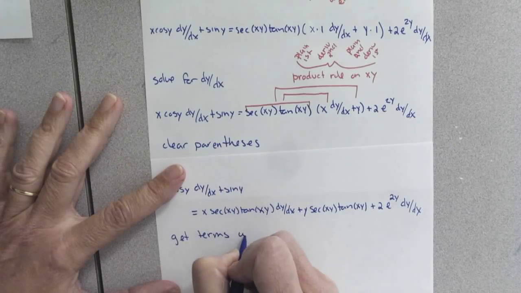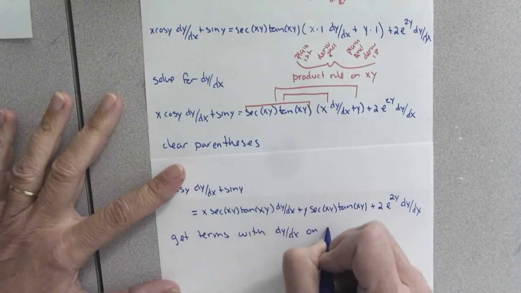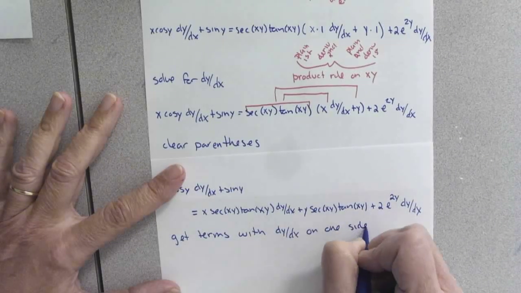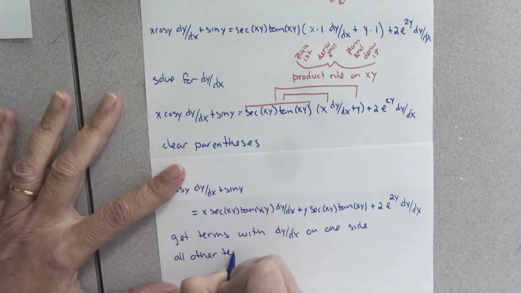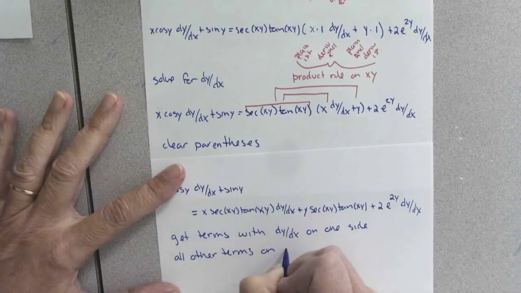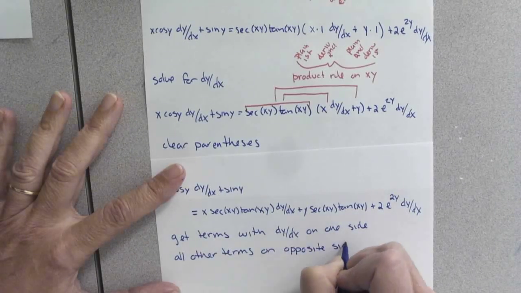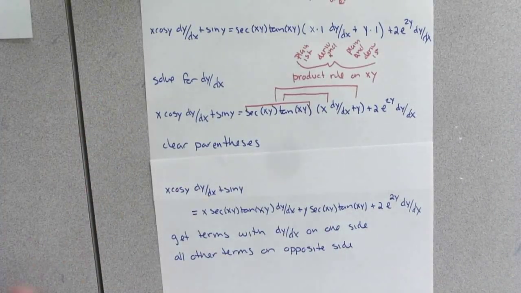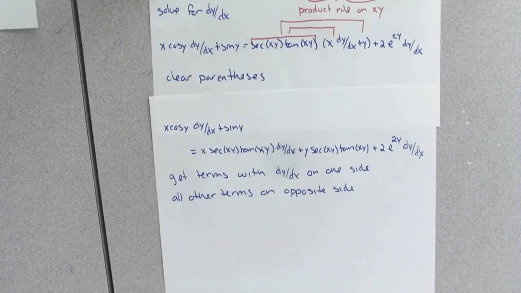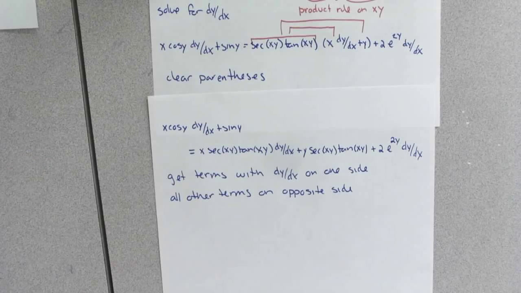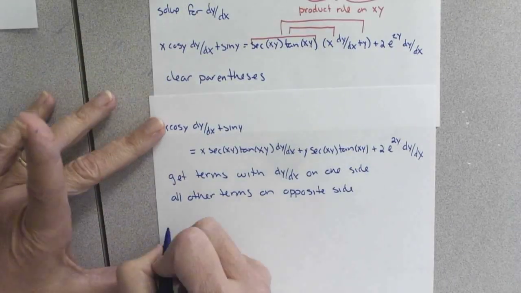Get terms with dy/dx on one side, all other terms on the opposite side. It doesn't matter which side you put things on. I'm just going to go to the left because I think it looks prettier there, but it doesn't matter. So getting my dy/dx terms on one side.